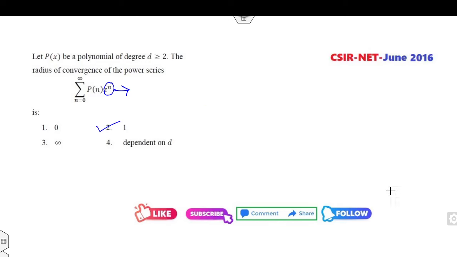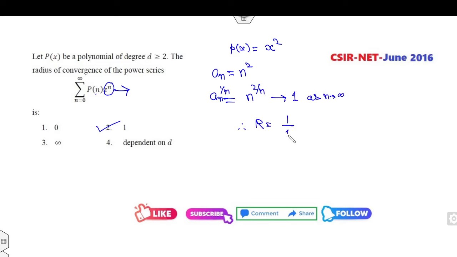Fine. Otherwise, you can see that it's a polynomial of degree d. So I can assume P(x) is x squared. So what is my a_n? a_n is n squared. What is a_n raised to power 1 over n? It is n raised to power 2 over n, which converges to 1 as n approaches infinity. Again, you can find the radius of convergence is 1 over 1.